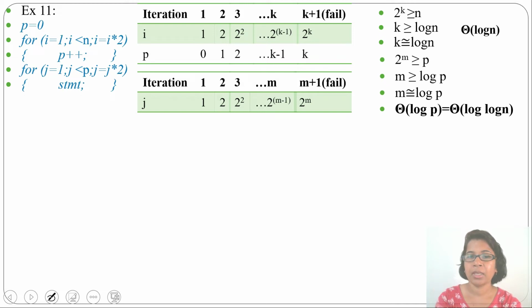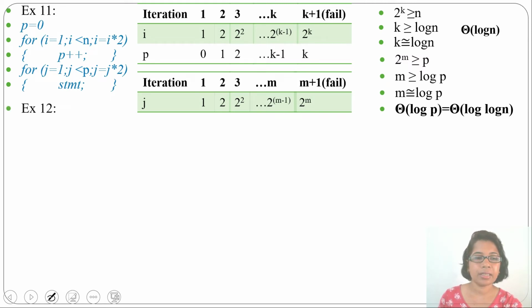What is p? When the first for loop exits, at that time p value was k minus 1. Approximately we consider p value equals k and k equals log n. So in place of p you can write log n. Running time will be theta of log n. For the second for loop, running time is theta of log p, as p is equivalent to k and k is equivalent to log n. So in place of p you can substitute log n. Running time will be theta of log log n.